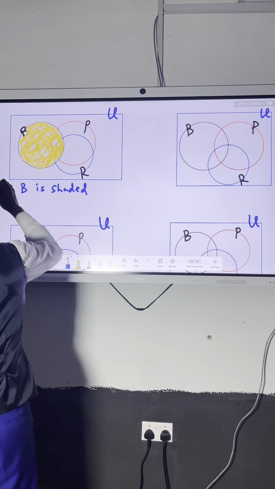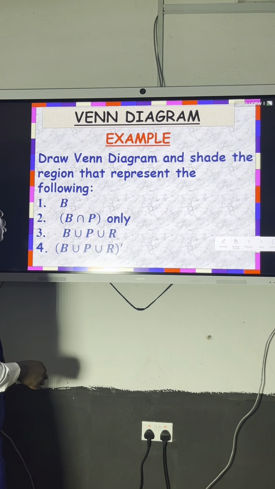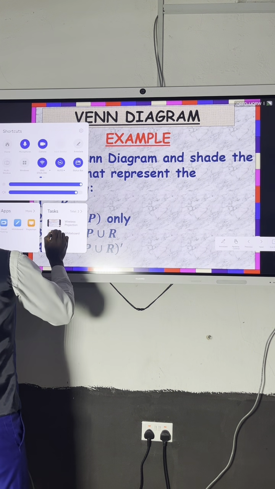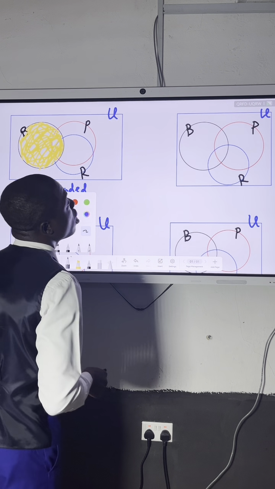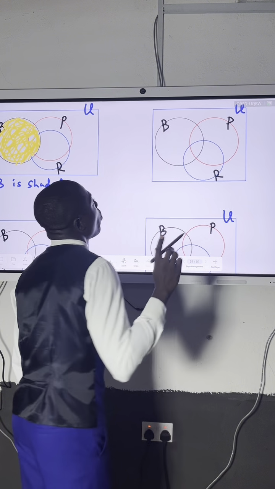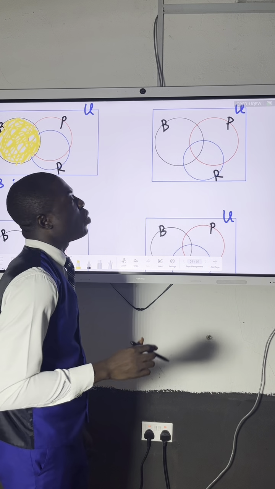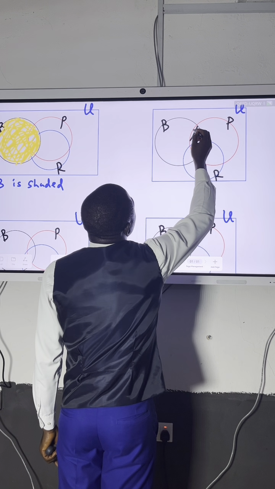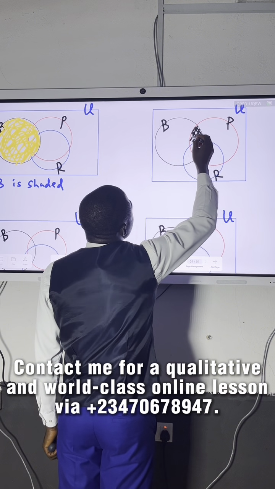Now the next one says we should shade B intersection P only. Look at it. B intersection P only means that what? B and P only, without entering R. So the shaded portion is going to be this place here. Yes, this place here is the required shaded portion.